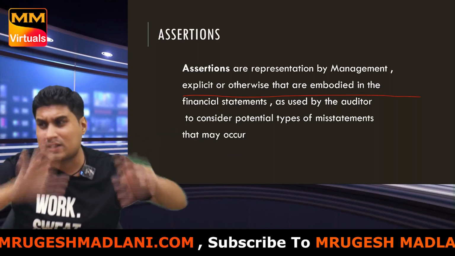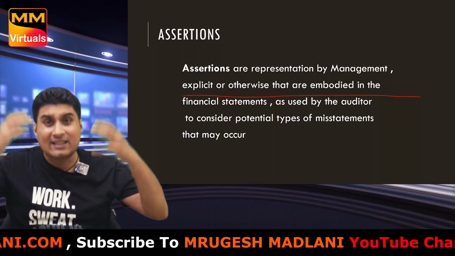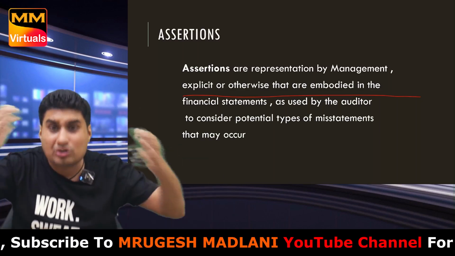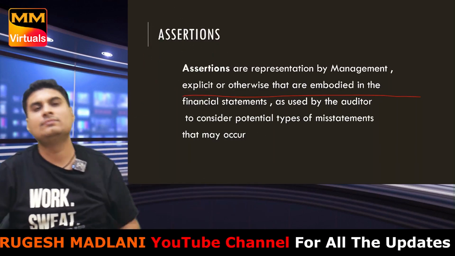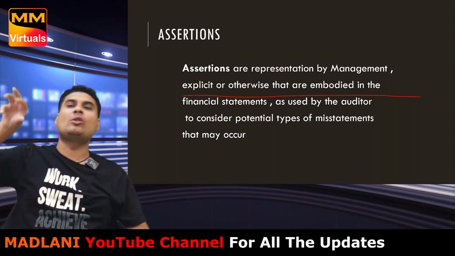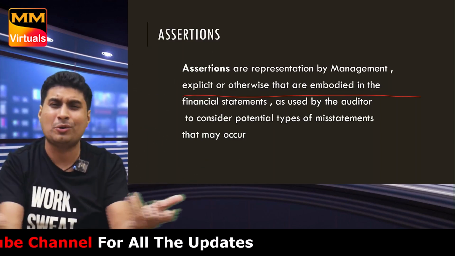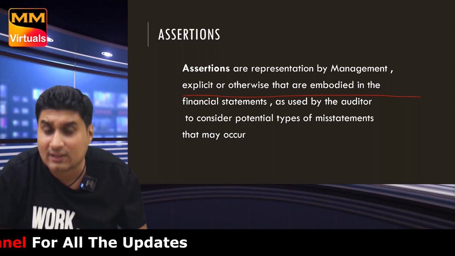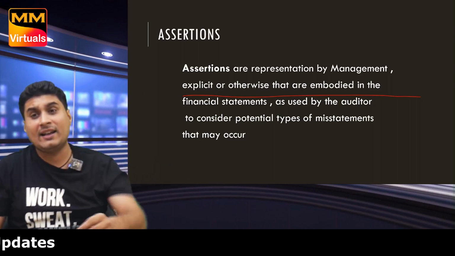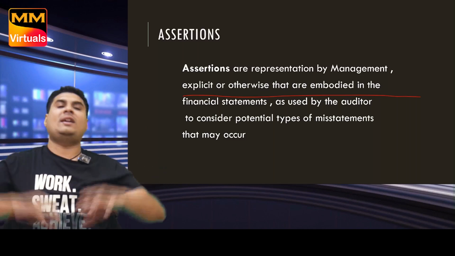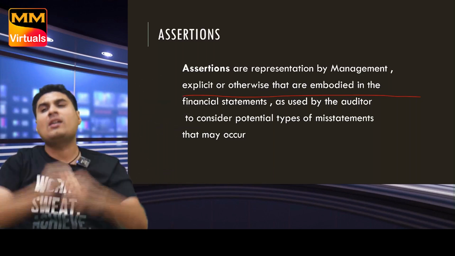In simple words, plant and machinery 600 crore. It's clearly valued. It's complete. Its presentation and disclosure is proper. Management is stating, asserting, mentioning. Auditor has to check whether it is proper or not. Very simple. Last line. In asset, liability, income, expense, what to do? Assertion checking. Assertions are representation by management, explicit or otherwise, that are included in the financial statement and checked by auditor to detect different misstatement that may occur.